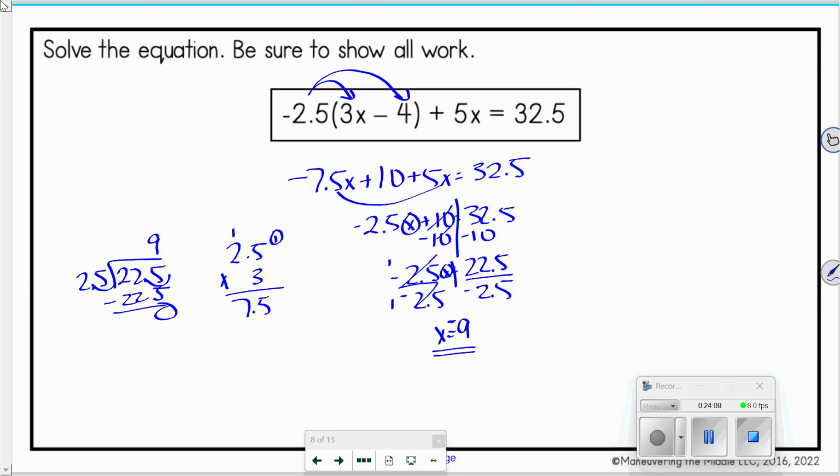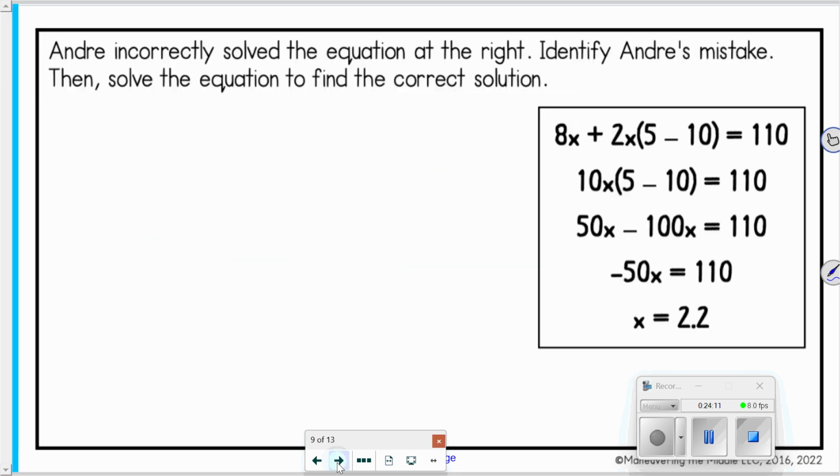Okay, any other questions on that one? Okay, now, one of my favorite types. You guys actually get to figure out what the student did wrong. Welcome to my life. So figure out what the student did wrong, then you need to go through and actually solve it correctly. I'll give you a big hint on this type of problem.